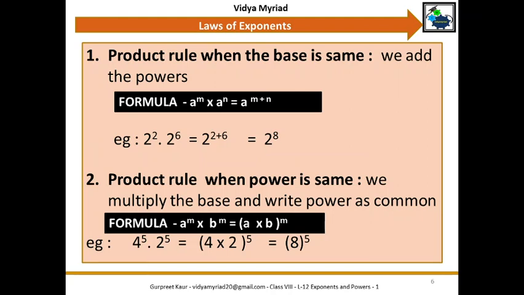Same way, there can be a situation when your base is different but power is same. In that case, you will multiply your base but take the power common. Now 4 raised to power 5 multiply by 2 raised to power 5 will be equal to 4 multiply by 2. Both are different bases. Multiply them and write down 5 as common. So it will become 8 raised to power 5.